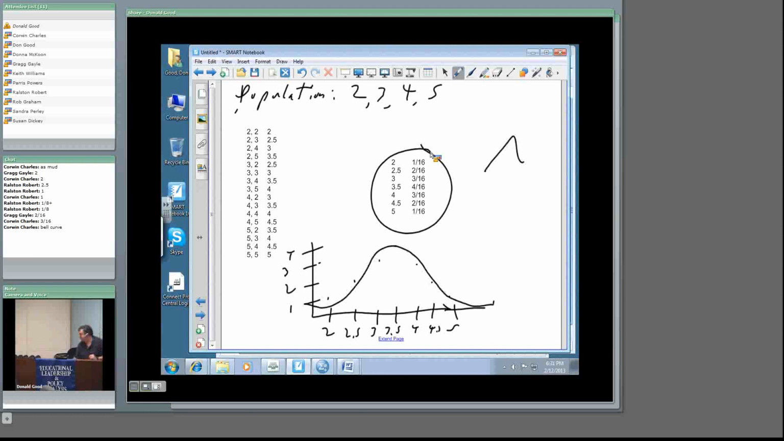Here's the magic. Tell me when you're impressed. I'll wait. Here's the magic. When we take all the ways you can get a sample size, and we graph the likelihood of those outcomes, we are always going to get a normal curve, even if the initial distribution is not normal. It's not a bell curve.